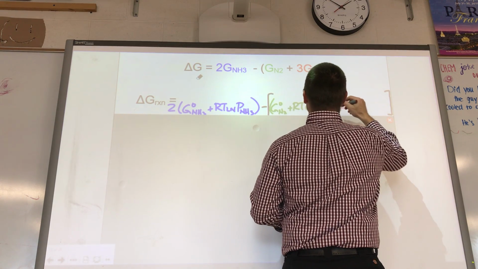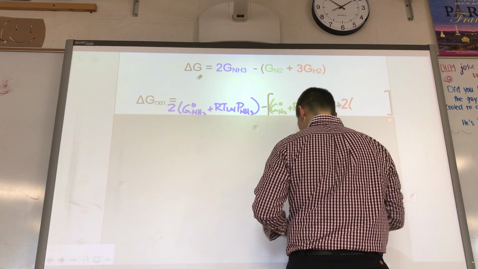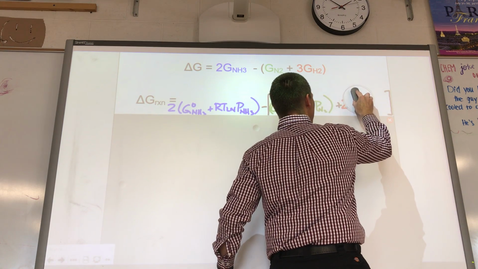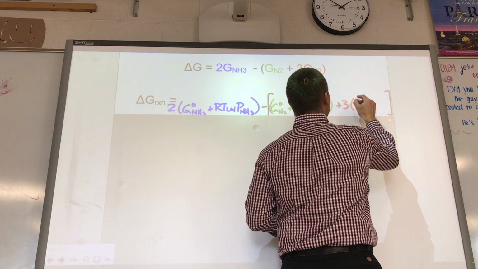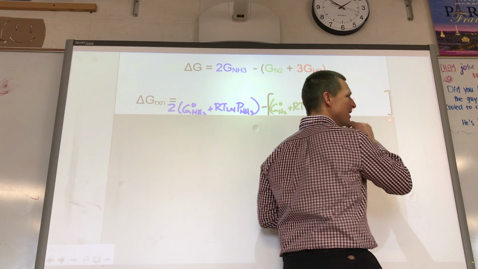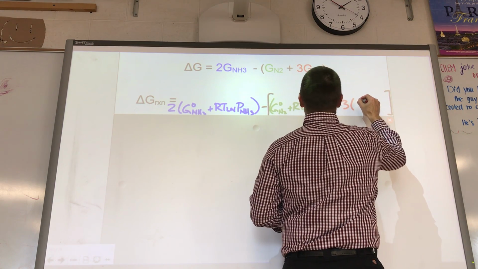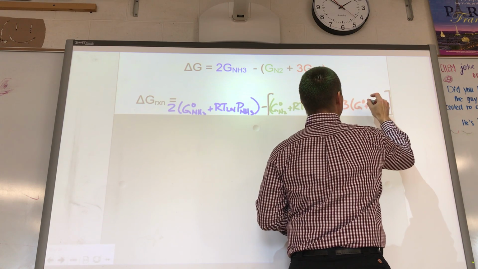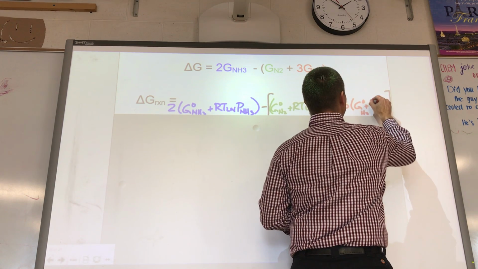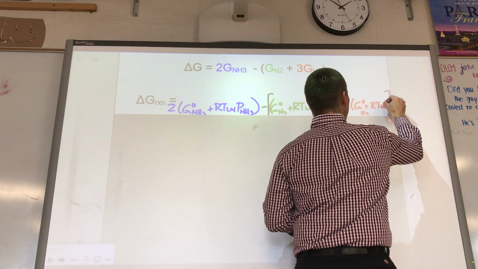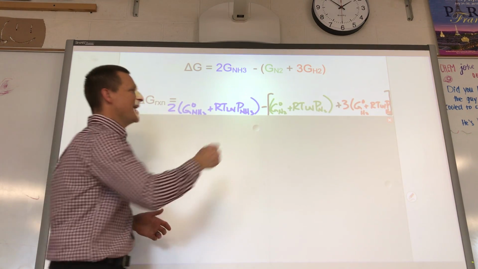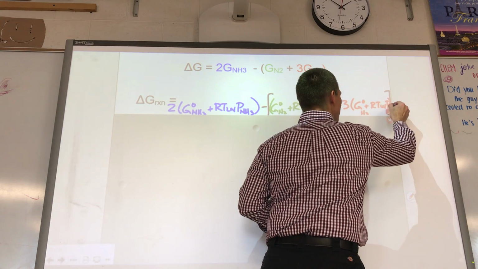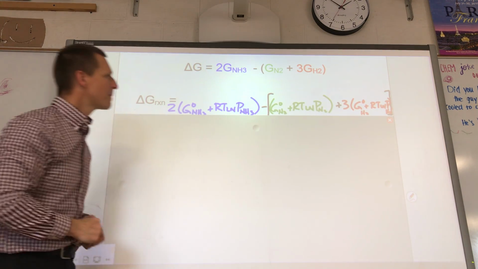2 times the 3 hydrogens, which is, no, it was 3, not 2. Sorry. This is the last time I'll mess up. Okay. Ever? No, just in the next 5 minutes. Oh, okay. So that would be 3 times the standard G of hydrogen plus RT ln of the pressure of hydrogen. Okay, try to squeeze that in there. And I have to close my parentheses, but there it is.